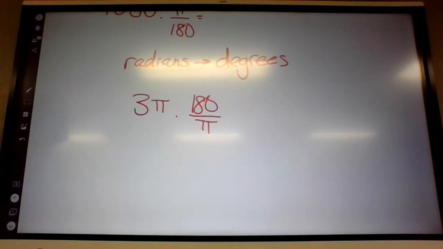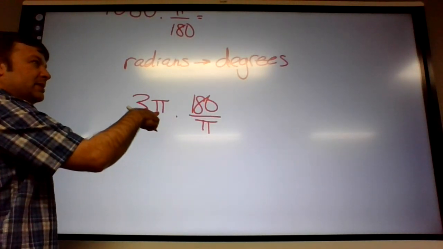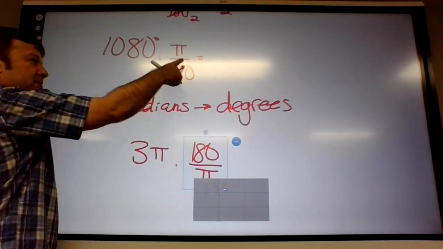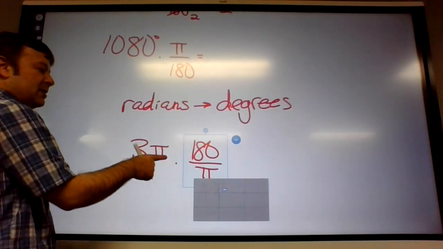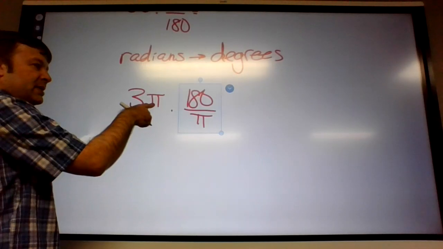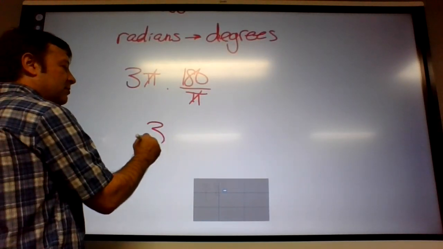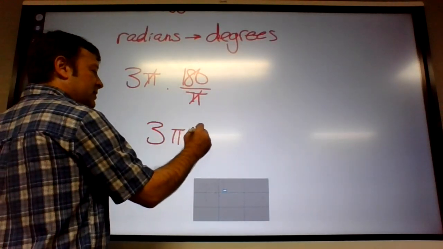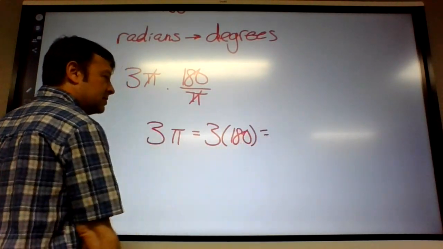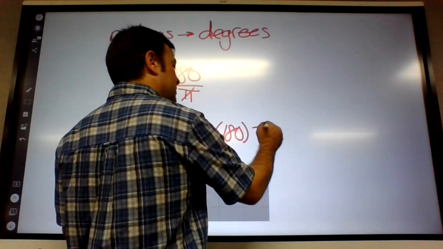The easier way, if this helps you remember because they're almost identical, is that really all you're doing is changing the pi into 180. That's kind of what happens, because remember that pi radians is 180 degrees. So this would be 540.